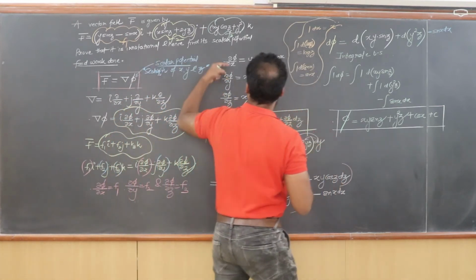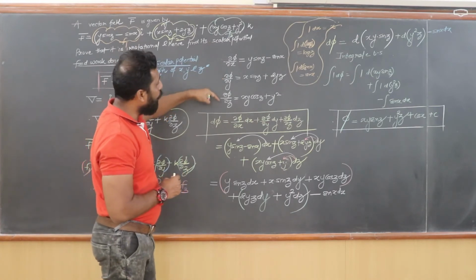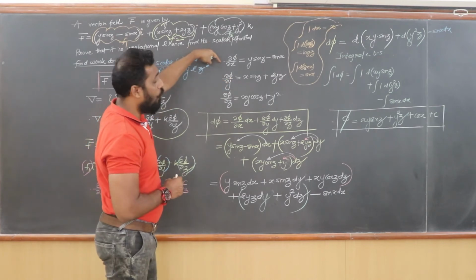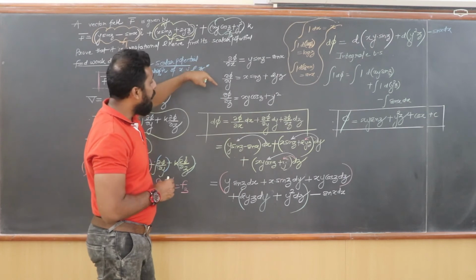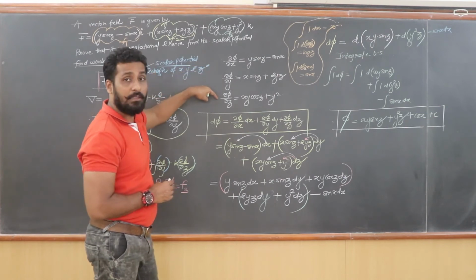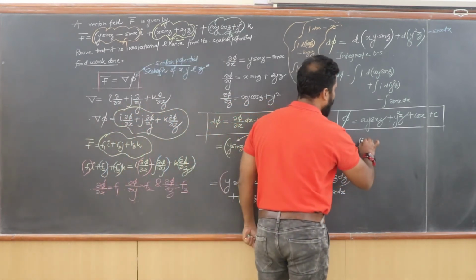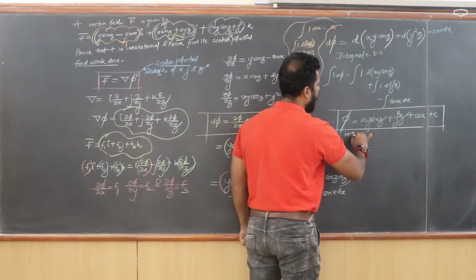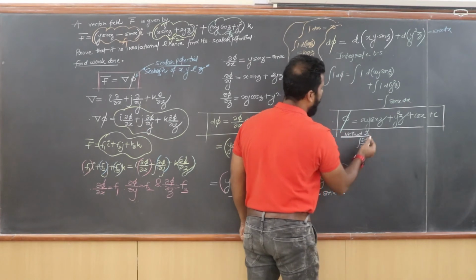Observe what I am doing. I have dou phi by dou x, dou phi by dou y, dou phi by dou z. What I will be doing is integrating these terms straight away here only. That means the integration of dou phi by dou x with respect to x, integration of dou phi by dou y with respect to y, and integration of dou phi by dou z with respect to z. Let's see what the answer comes. So that's the other method of getting the same answer, Method 2. Whichever method you feel comfortable with, you can continue with that method.